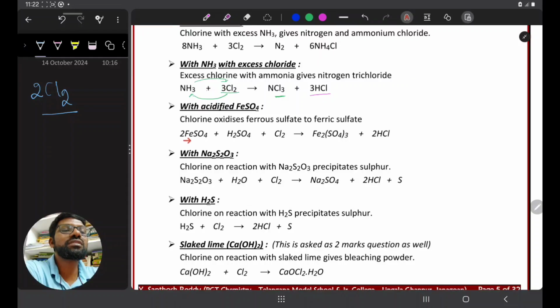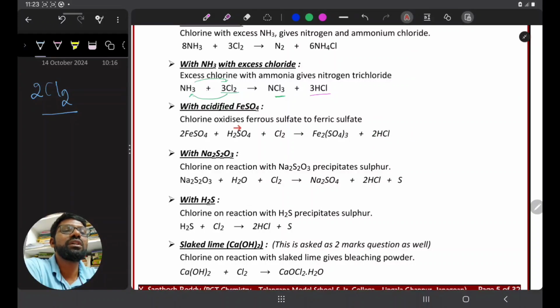You do one thing, how many ferrous, I mean iron atoms are there? 2. How many SO4 species are there? 2. This 2 is common for both. So 2 iron atoms and 2 sulfate SO4, and here 1 sulfate SO4, one more sulfate is there. That means a total of 2 Fe's and 3 SO4 groups. So Fe2 SO4 taken thrice. This is called ferric sulfate. Ferrous sulfate is converted to ferric sulfate. And what is left? Here 2 hydrogens are left and here 2 chlorines are left. So both combined together give 2 HCl. 2 can be taken common, 2 HCl.